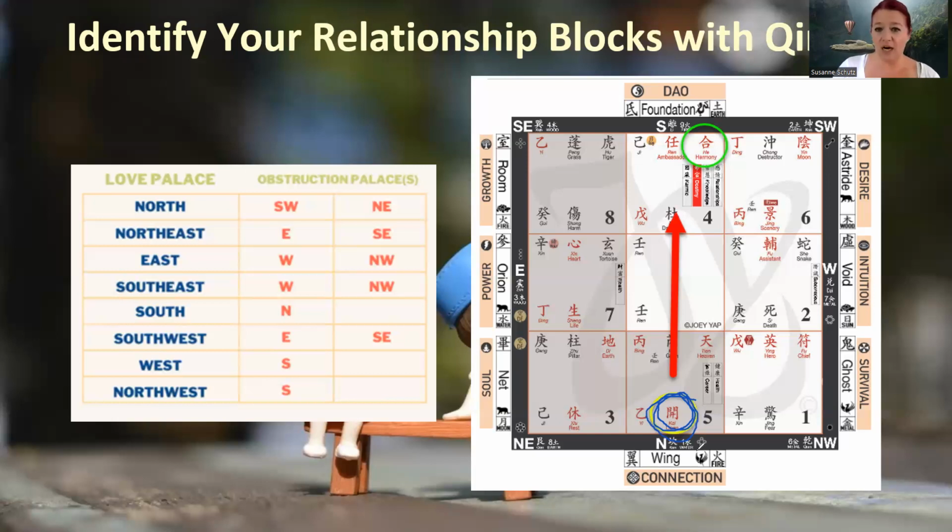Now, if you have the harm door in your obstruction palace, it can indicate that you very, very easily get bored in a relationship. Yeah, you need a lot of excitement. There always needs to be something new. You kind of tend to say, "Oh, I'm bored. I want something different. We need to spice things up," and you're very, very impatient.